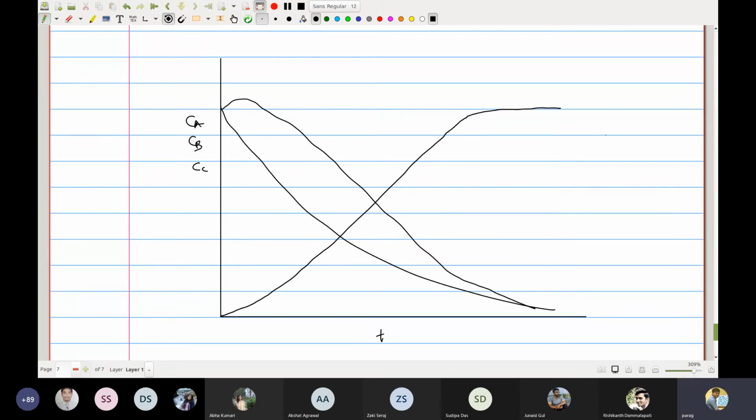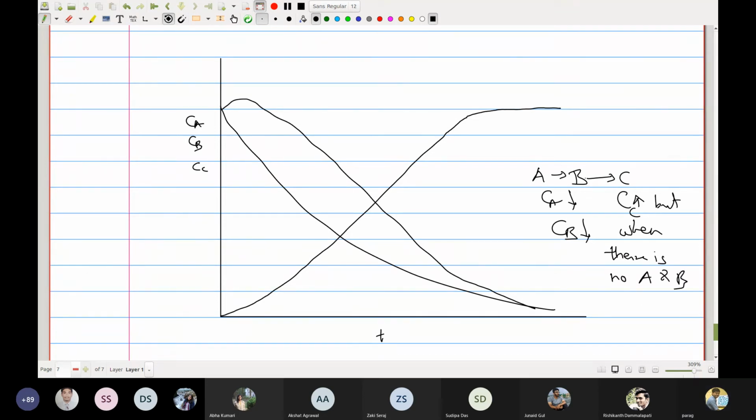Why will it become constant? It will become constant because A is getting converted to B, so the concentration of A is going down. B is converting to C, so the concentration of B is going down. What about C? The concentration of C will increase. But when there is no A and B, then what will happen to the concentration of C? See, it will just continue. The C will lie there. The concentration of C is not going to change.